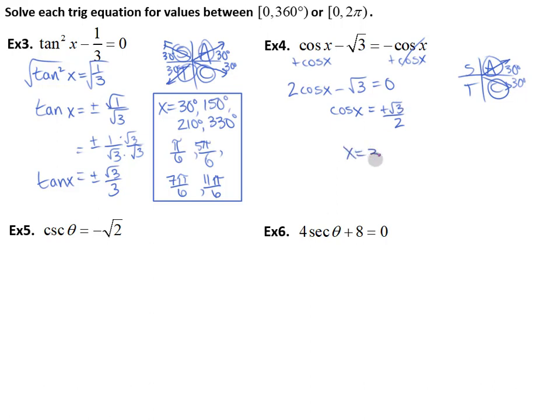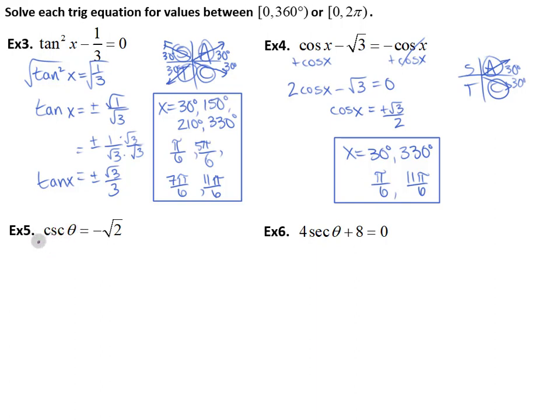So in quadrant 1, that's just 30 degrees itself. In quadrant 4, that would be 360 minus 30, or 330. So in radians, of course, pi over 6 is 30 degrees, and this would be 11 pi over 6. So that's 30 times 11. So there we go. There are my 2 answers given in both degrees and radians. Let's try number 5.